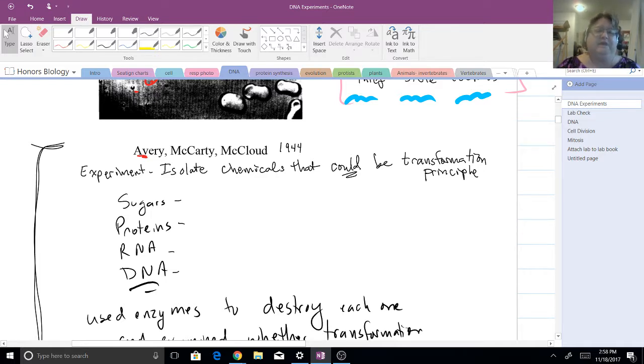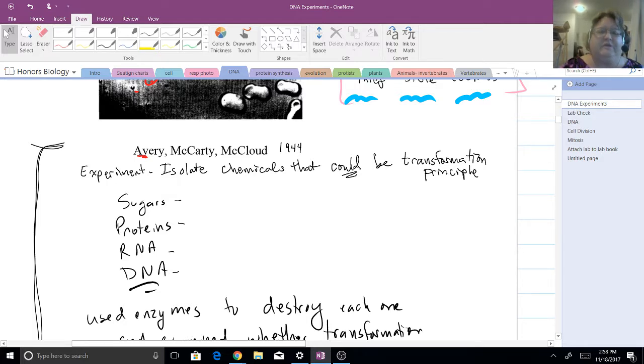So you can imagine some of the scientific investigations had slowed down during that time. So along comes Avery, McCarty, and McLeod, and these three researchers were interested in this. They're still trying to figure out which one of these molecules is the genetic material. And so their experiment, the goal was to isolate that chemical that could be that transformation principle. And so here we have our sugars and proteins, RNA and DNA.